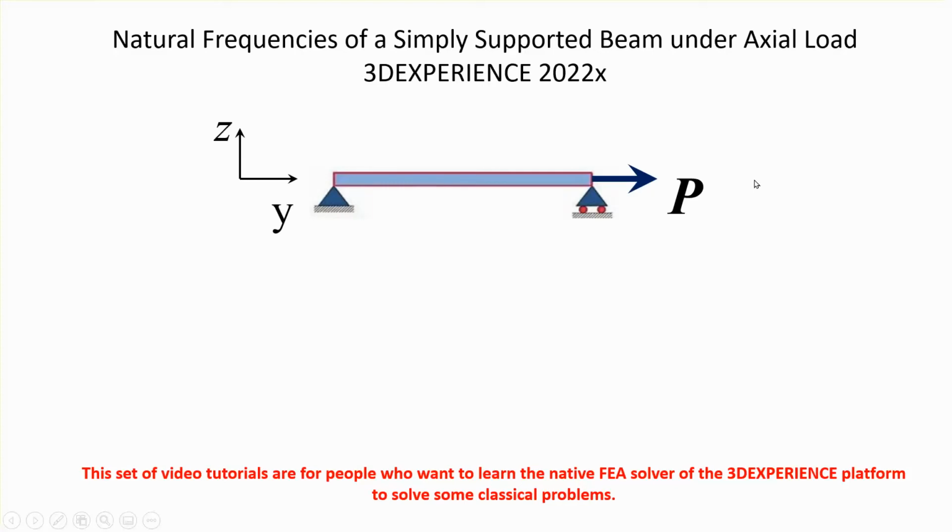Now, this problem is going to be done with beam elements. Of course, it can be done as 3D, but we're going to do it with beam elements. And if there is no axial load present here, the natural frequencies of vibration of this can be found in pretty much any standard vibrations book. However, if there is an axial load present, you have to look a bit harder in order to find the analytical solution for that problem.